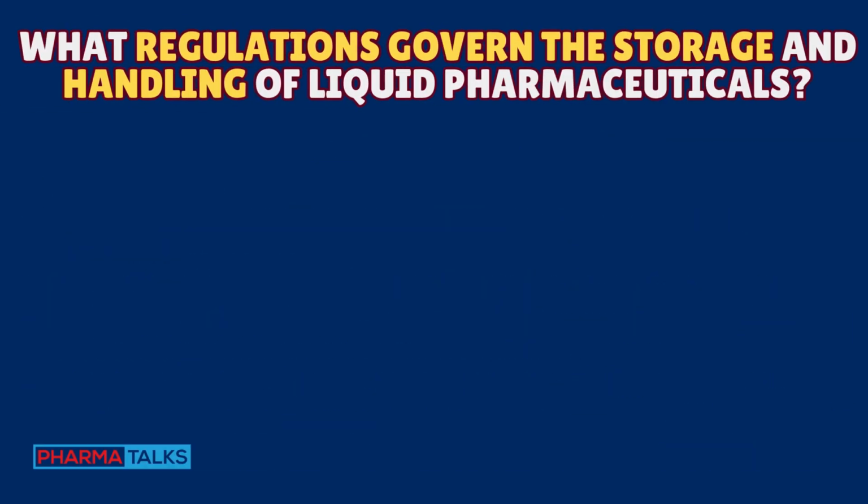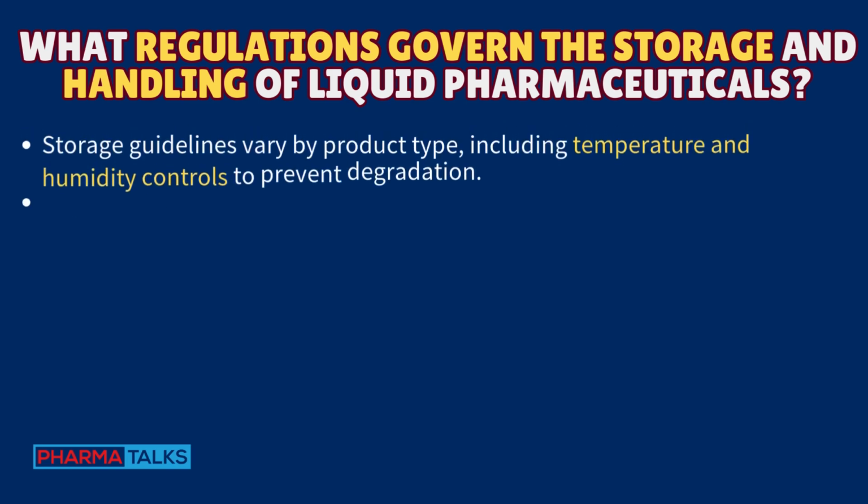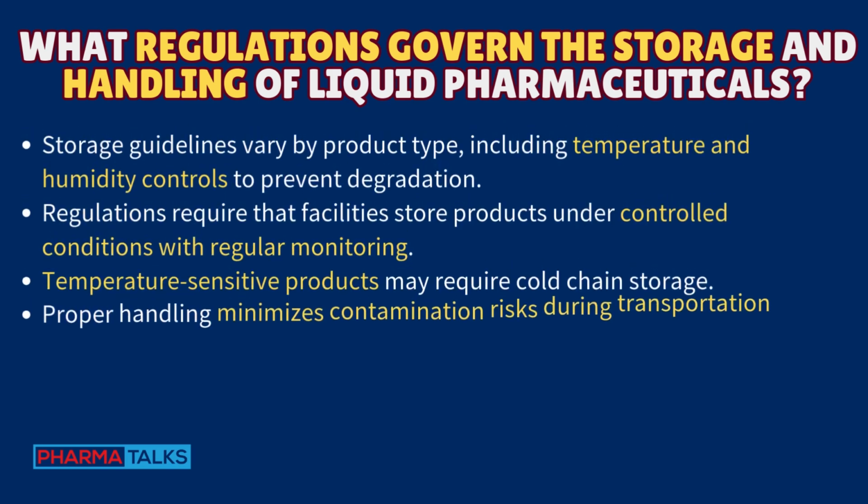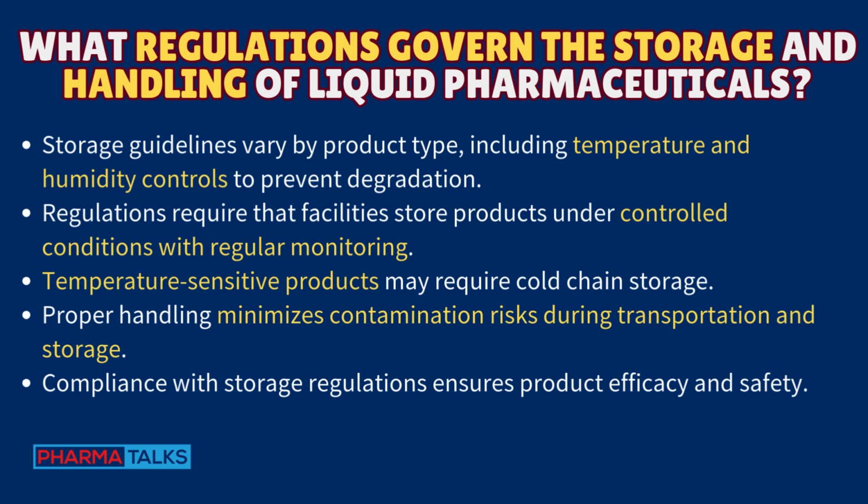What regulations govern the storage and handling of liquid pharmaceuticals? Storage guidelines vary by product type, including temperature and humidity controls to prevent degradation. Regulations require that facilities store products under controlled conditions with regular monitoring. Temperature-sensitive products may require cold chain storage. Proper handling minimizes contamination risks during transportation and storage. Compliance with storage regulations ensures product efficacy and safety.